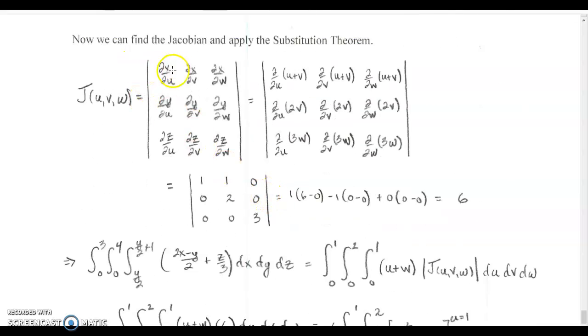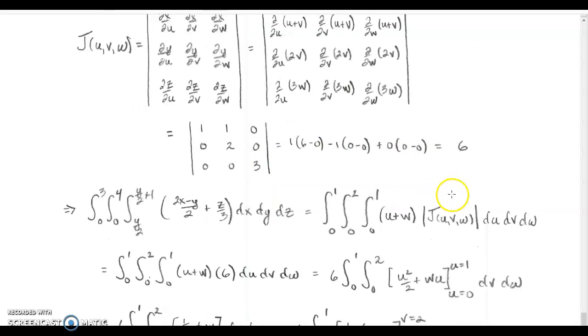So we find the Jacobian. Again, it's a 3 by 3. Partial of x with respect to u, v, and w in the first row. Partial of y with respect to u, v, and w in the second row. Partial of z with respect to u, v, and w in the third row. And we can easily see this simplifies to 6.